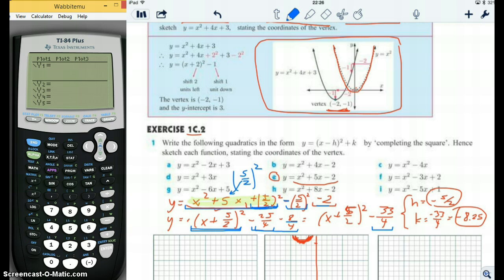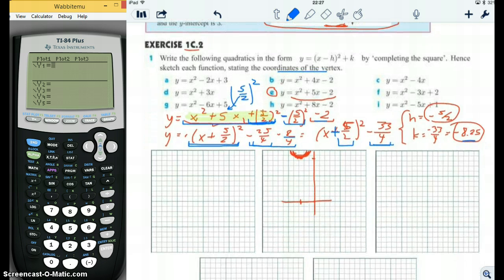So now I already have my h and I have my k. Of course the h is not 5/2, it's negative 5/2, because you can see in my factored binomial I have a plus, so h is actually negative h. So h is negative 5/2, k is negative 8.25. So that is the coordinates of the vertex.